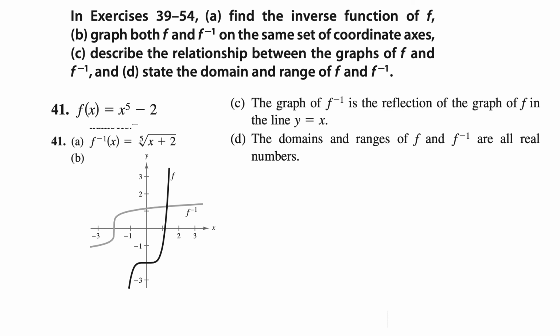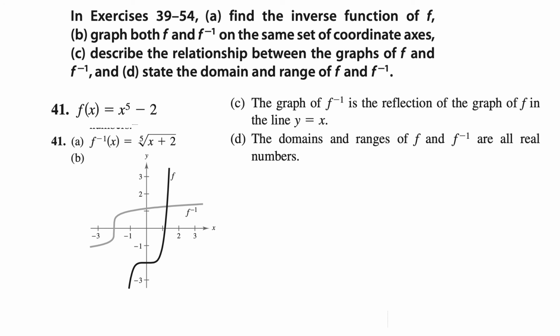All right, in this one it says: find the inverse function of f, graph them on the same axes, describe the relationship, and state the domain. If my original is x to the 5th power minus 2, I would add 2 to both sides, so this would be my x and this would be my y. So you would get x plus 2. Then I would take the 5th root of both sides, so the 5th root of x plus 2 will equal my inverse function.